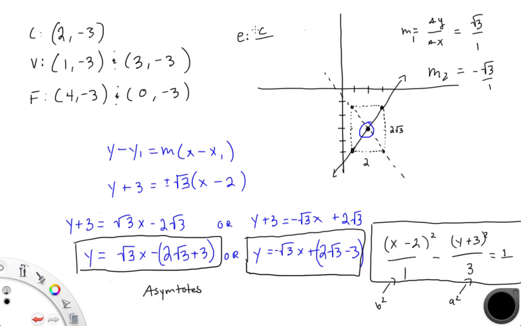right. In this case, the semi-major axis is the y-axis, right? Because the major axis is here. In other words, this is the axis along which the hyperbola opens. So the semi-major axis value is square root of 3. So our eccentricity is 2 divided by the square root of 3.